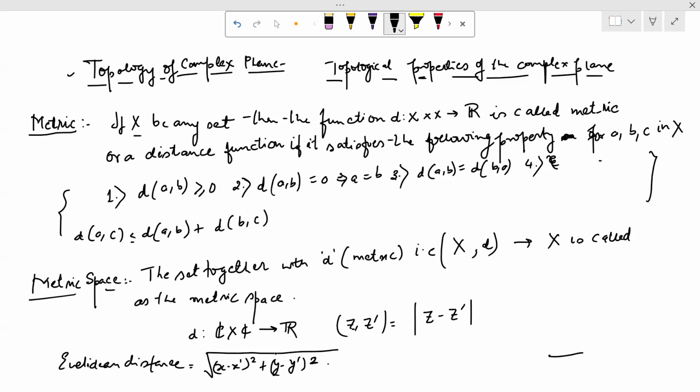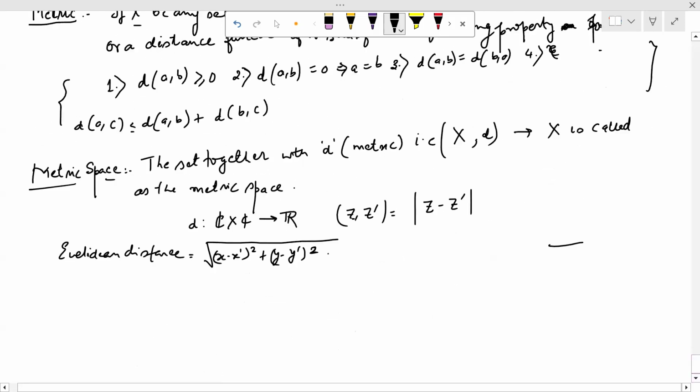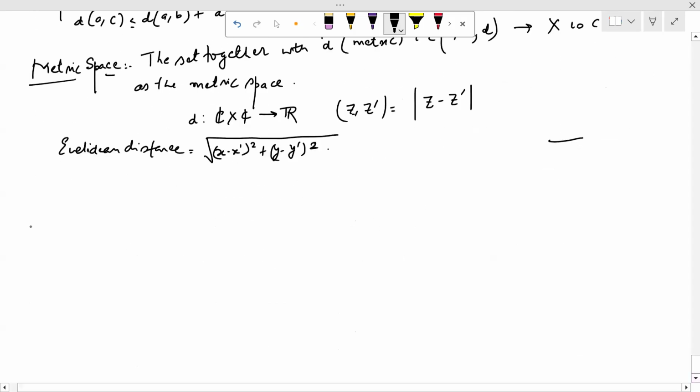Whenever you study metric spaces in detail, there are different other distances possible. Let's say there is something called a maximum metric, then there is something called a taxi cab metric. So there are different other ways of defining the distance, but right now we'll focus our attention on the Euclidean distance. Since we are studying complex numbers, I have written d from C cross C to R, where d of z comma z dash is modulus of z minus z dash. Remember, this particular distance has the same properties, so this forms a metric space.